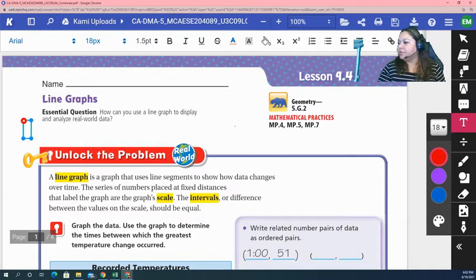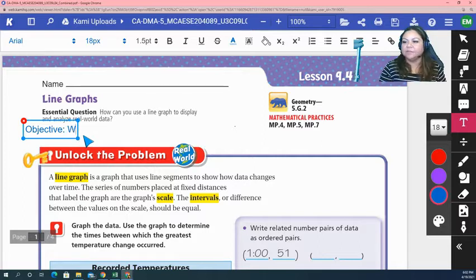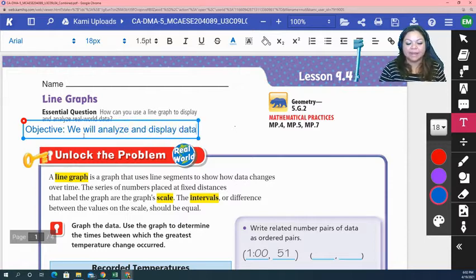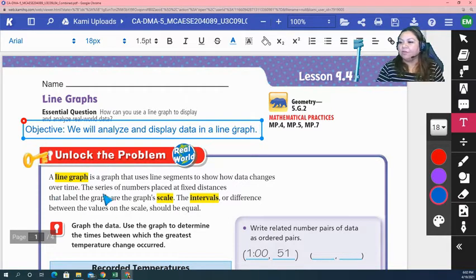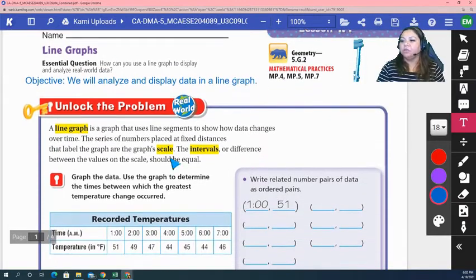So we're going to write our objective. Let's change color. And of course, remember, write it at the top. The objective of this lesson is we will analyze and display data in a line graph. So the new thing here is a line graph, and that's pretty much a new vocabulary word.